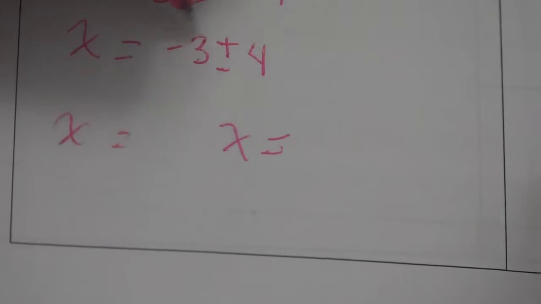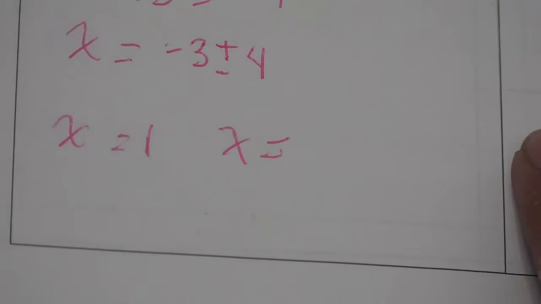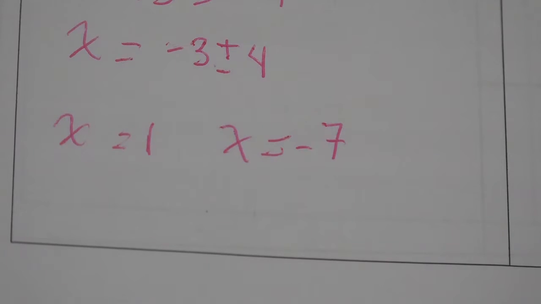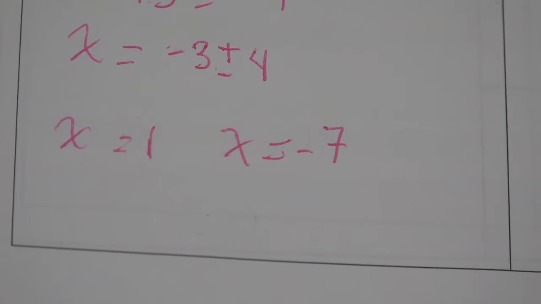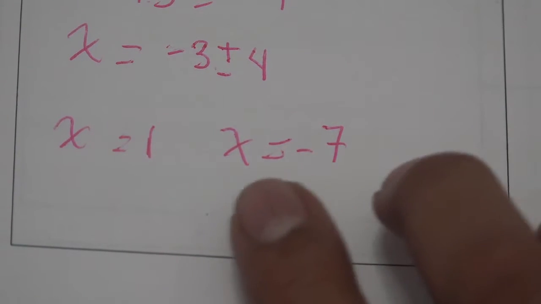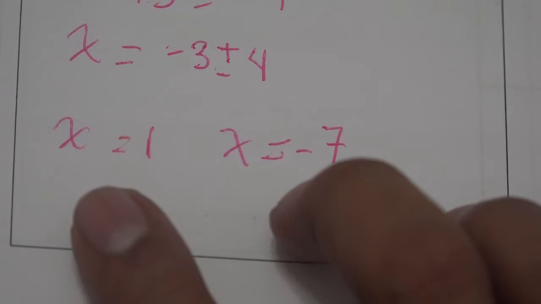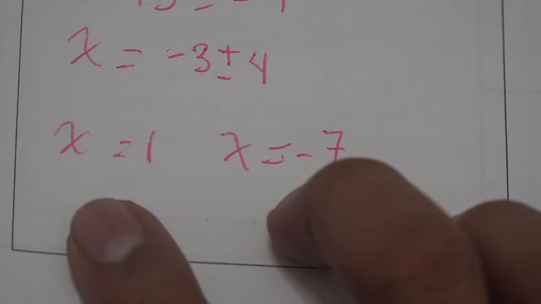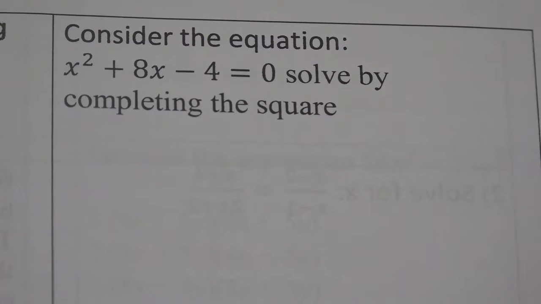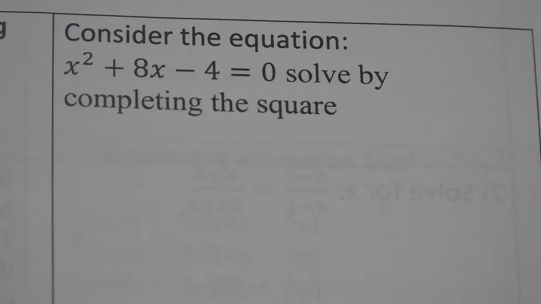Okay, so what is negative 3 plus 4? Is 1. What is negative 3 minus 4? Negative 7. And that is your solution, or those are your solutions, also called roots, also called x-intercepts. Okay, good. Now you are going to do this problem on your own. Okay? So remember to follow the instructions.